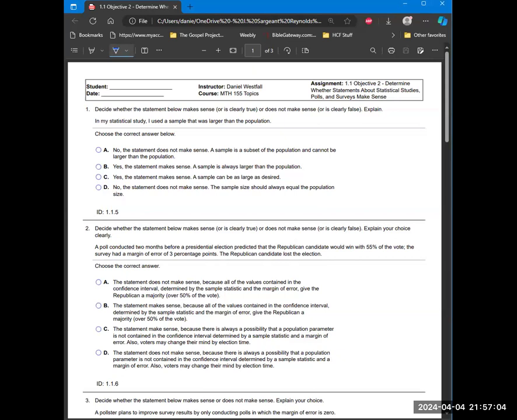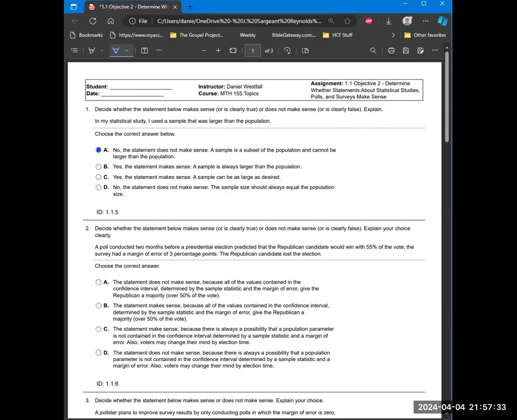Decide whether the statement below makes sense, or is clearly true, or does not make sense, or is clearly false, and explain. In my statistical study, I used a sample that was larger than the population. No, the statement does not make sense. A sample is a subset of the population and cannot be larger than the population. So that's answer A here.